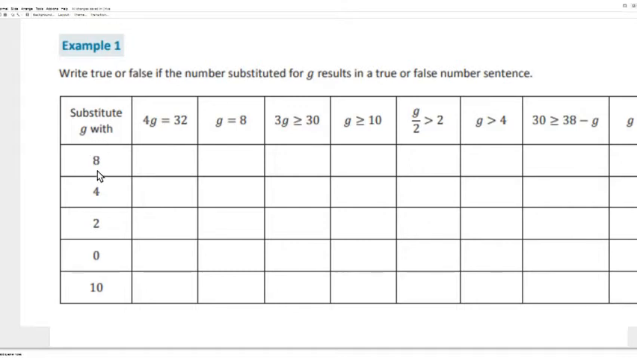So if we let g equal 8, would this one be true? Would this one be true? And so forth. We could fill out this row. If g is equal to 4, would this be true? Would this be true? And so forth. So we want to fill out this row.